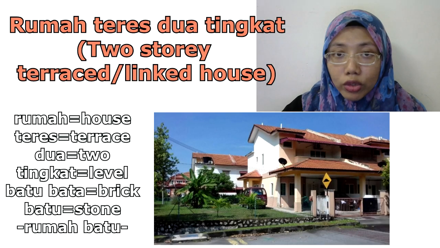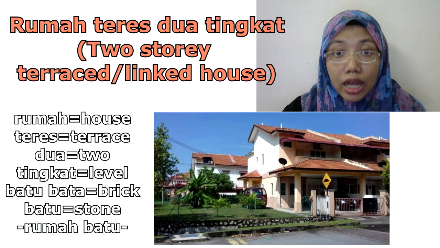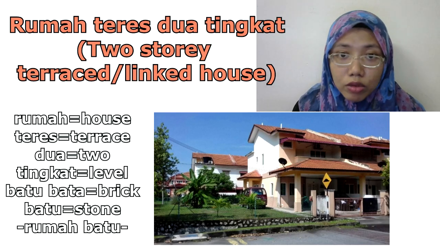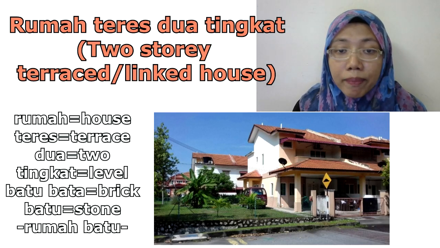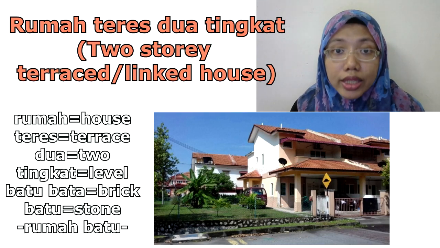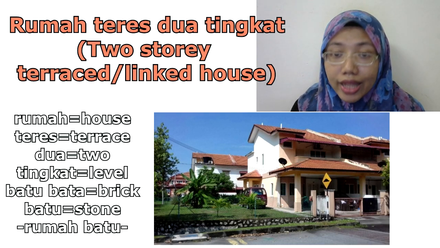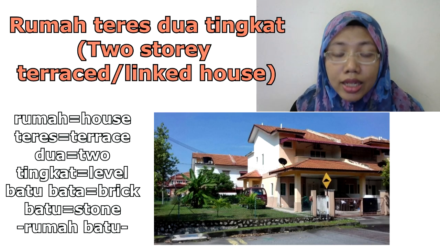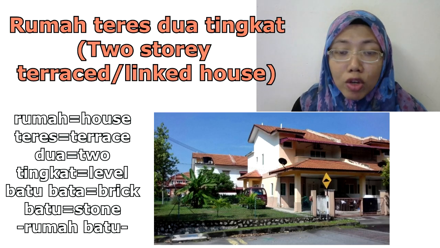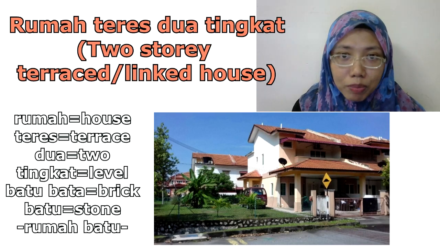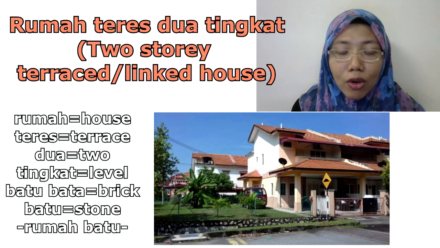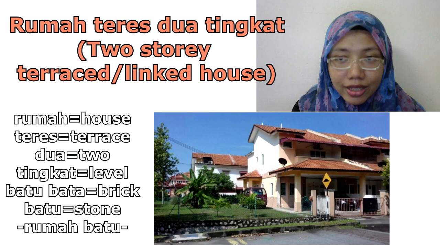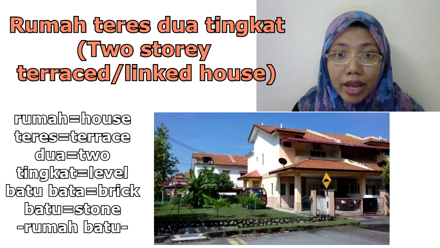Next, two-story terrace house, or we also call it link house, but normally we say terrace house. If you translate it in Malay, rumah teres dua tingkat. This terrace house is very common here. It's like a sandwich because they're very close to one another. Normally you don't have much space either at the back or the front of the house, and certain houses don't even have space at the back.